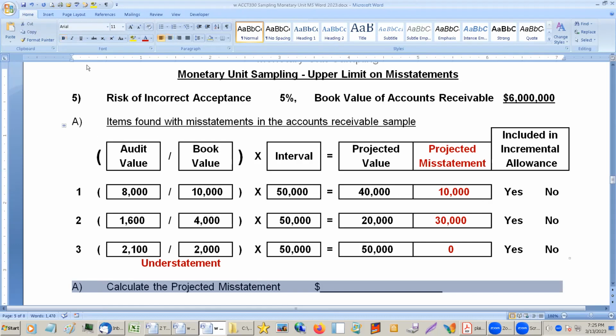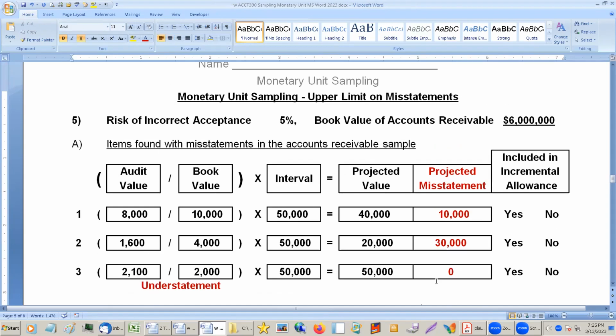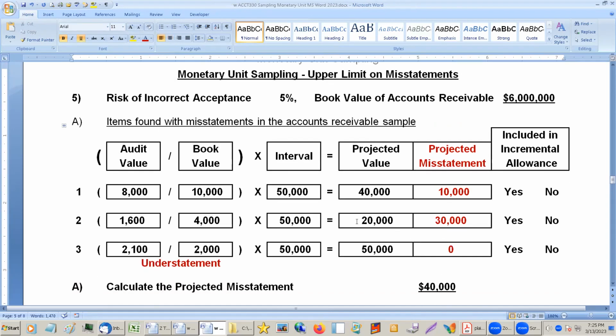So calculated projected misstatement is 40,000. I'm going to move it over so it's underneath that. Better. The projected misstatement is 10,000 plus 30,000 plus 0. So how many items were in our sample? So here's the interval, 50,000.